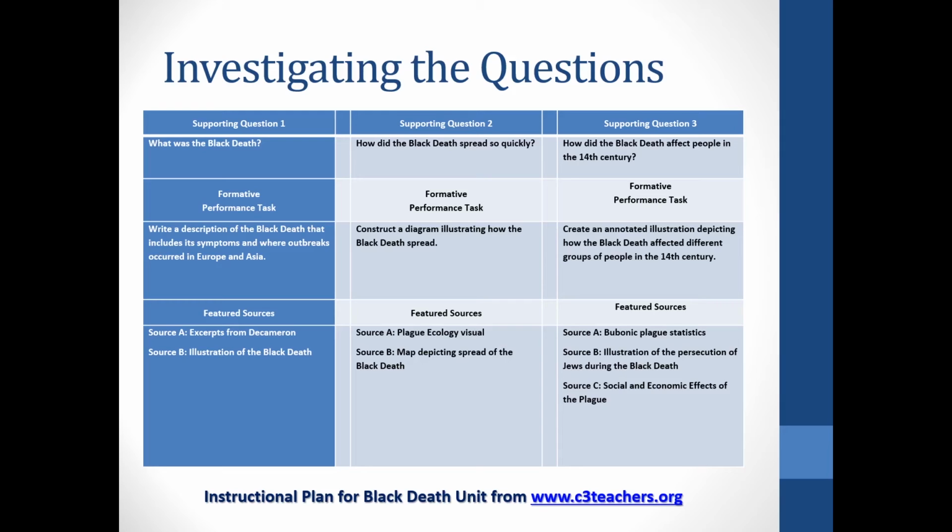So construct a diagram. This is going to be their task for that day. Construct a diagram illustrating how the Black Death spread. Pretty to the point, pretty much. So you look at source A, which is a visual, and source B, a map depicting the spread of the Black Death. This lesson can probably be done pretty easily in a day. Then we come to the third question: how did the Black Death affect people in the 14th century? So they're going to create an annotated illustration. This is an opportunity for students to create a visual that's going to help them really kind of cement the learning.